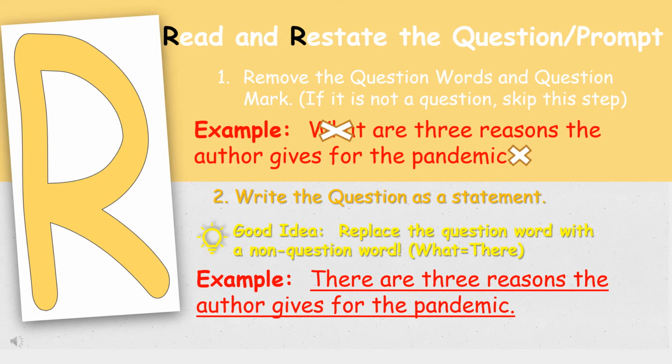For example, what are the 3 reasons the author gives for the pandemic? I am going to get rid of the question mark. I am going to get rid of the question word what. And then I'm going to write the question as a statement. There are 3 reasons the author gives for the pandemic. If you see, I took the question and turned it immediately into a statement, and that statement basically sets me up to write the 3 reasons that an author is going to give for a pandemic. It's as easy as that. You've got this R, the first R of R.A.C.E.R.